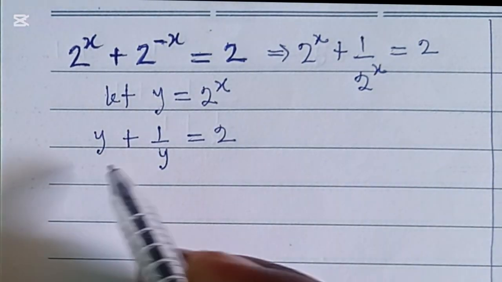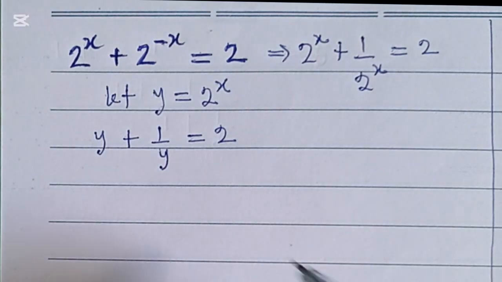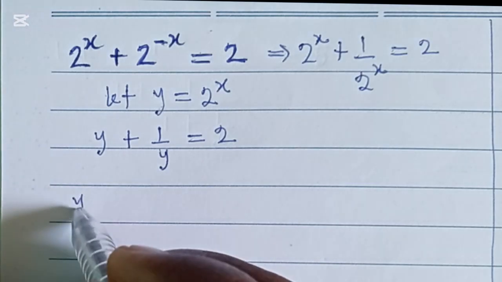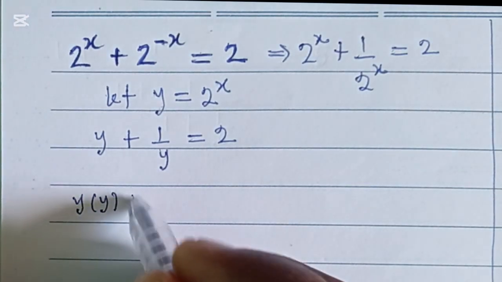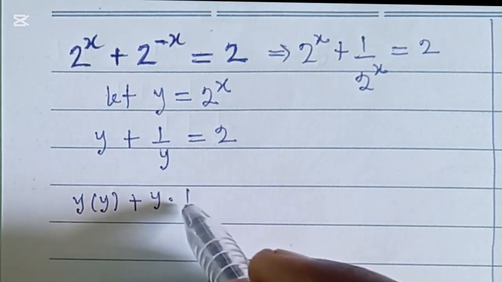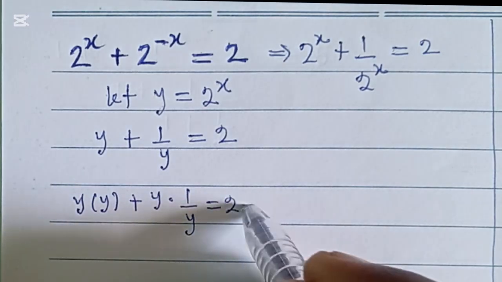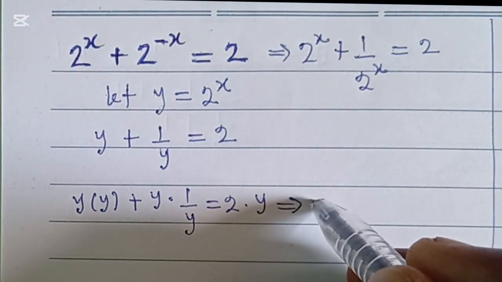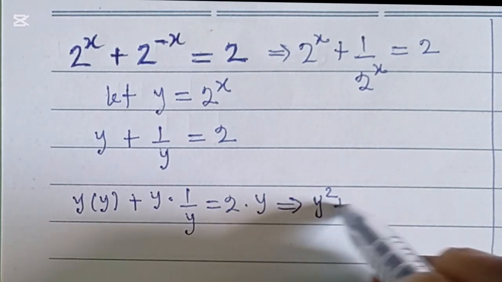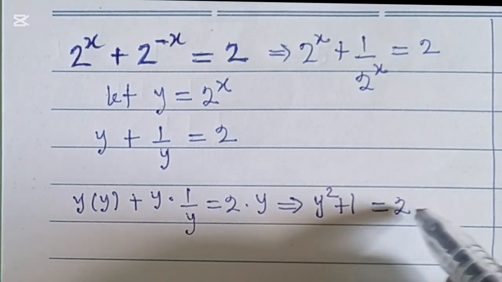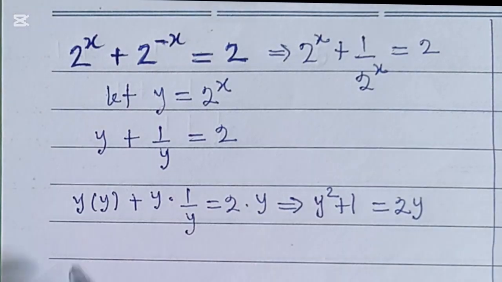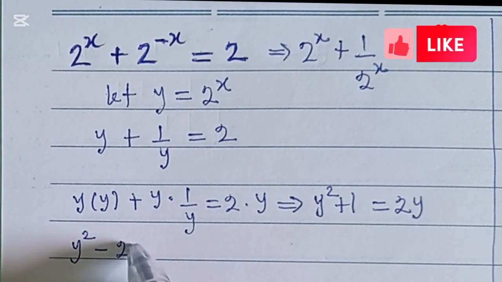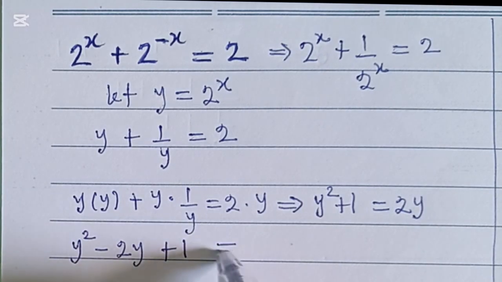All right, so we can multiply through by y. We can transform this equation and say this becomes y times y plus y times 1 over y, then 2 times y. When we do this, this equation gives us a quadratic equation which can be written as y squared plus 1 is equal to 2y. To arrange this equation, we can rearrange it to become y squared minus 2y plus 1 equal to 0.